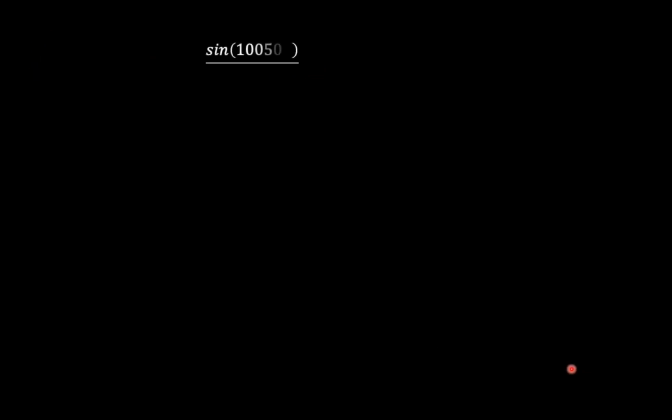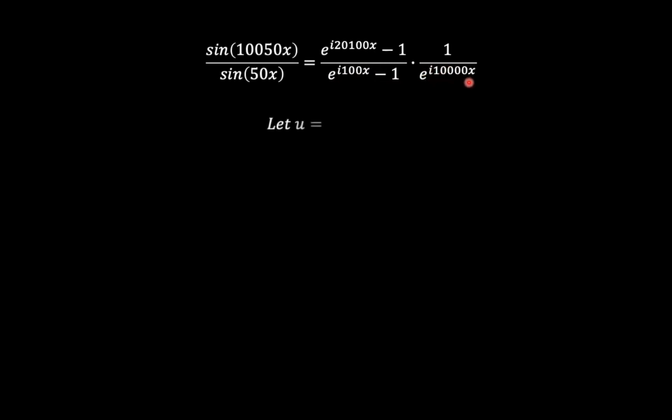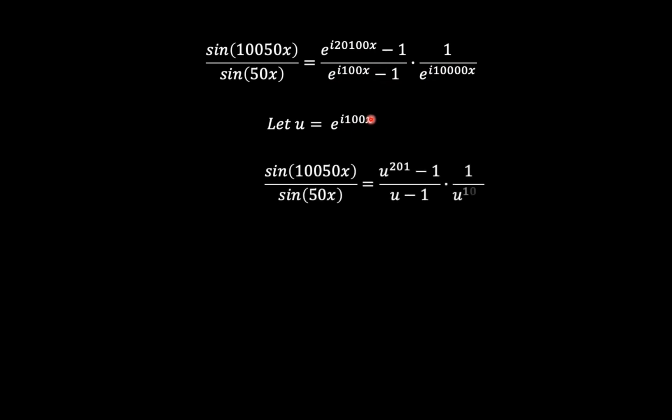So going forward, since we have this expression where we have sine of 10,050x over sine of 50x being equal to e to the power i 20,100x minus 1 over e to the power i 100x minus 1 times 1 over e to the power i 10,000x. We can suppose that u be equal to e to the power i 100x, such that sine 10,050x over sine 50x equals u to the power 201 minus 1 over u minus 1 times 1 over u to the power 100.